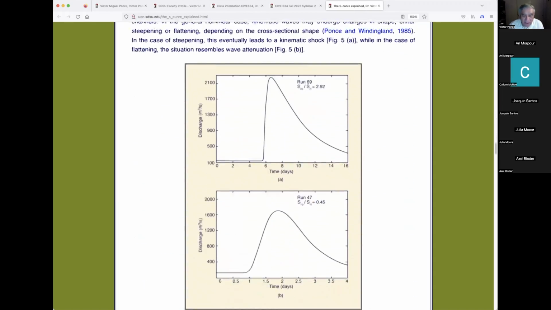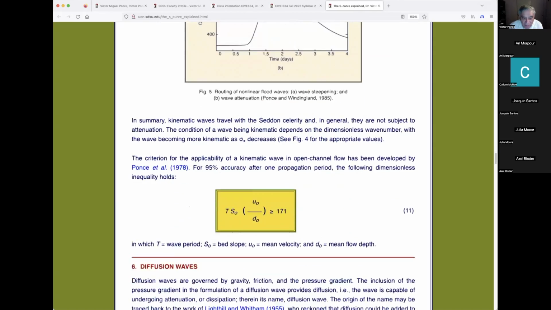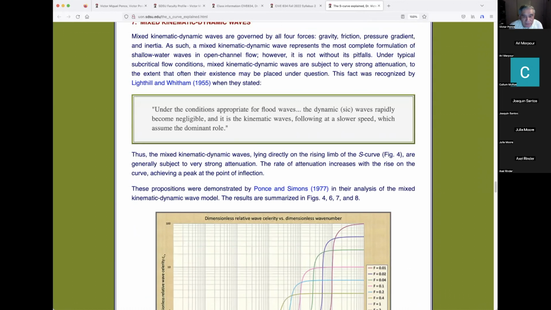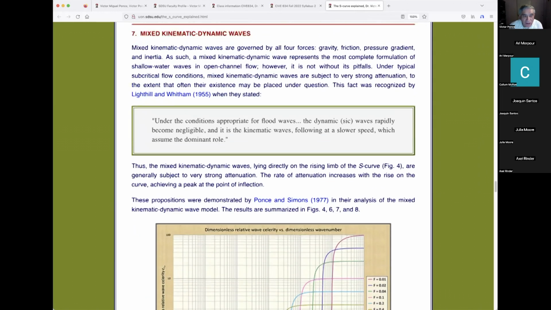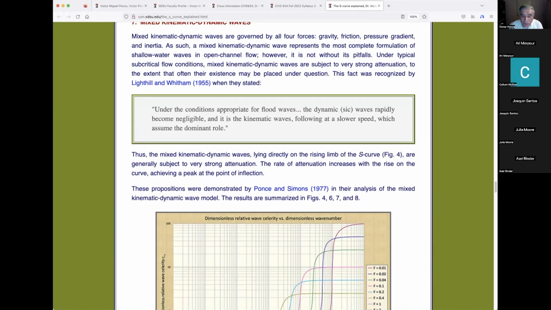Then we follow with the kinematic waves. We already saw that. The kinematic waves steepen or negative steepen, because they're nonlinear. But that adds more complexity to the issue, so let's leave that for the time being. The diffusion waves we already know, and the mixed kinematic dynamic waves. Again, Leichhardt and Whittam said: "Under the conditions appropriate for flood waves, the dynamic waves rapidly become negligible, and it is the kinematic waves, following at a lower speed, which assume the dominant role."